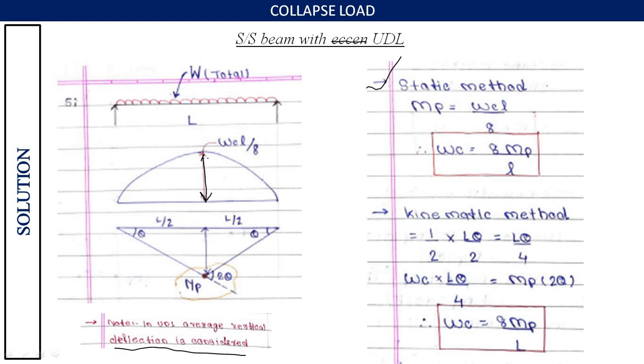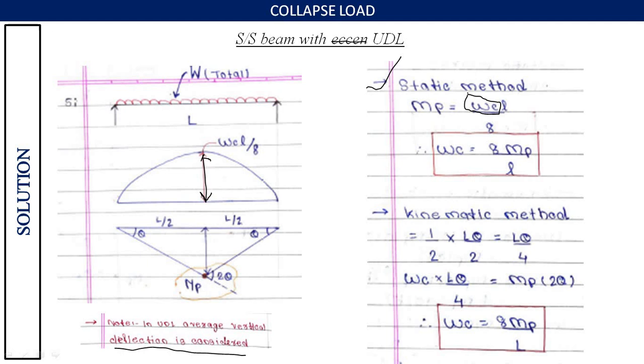The maximum moment will be WC L by 8, where WC is the collapse load and L is the total length of the beam. By making the collapse load the subject, the collapse load will be found as 8 MP by L. Now let us see by the kinematic method.